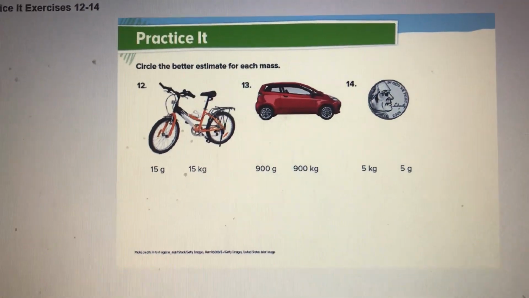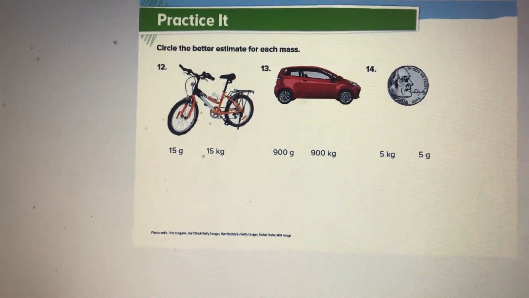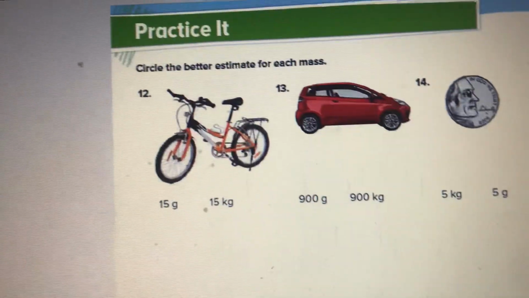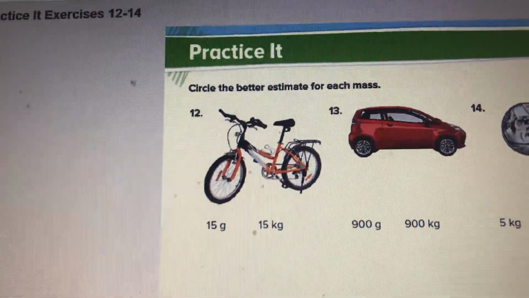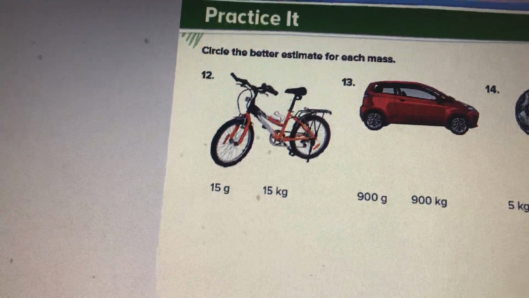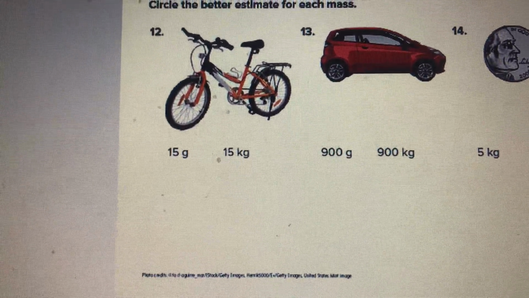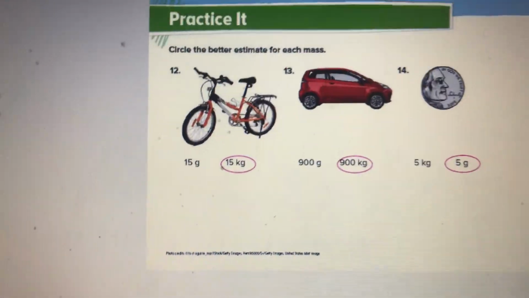All right, number 12, circle the better estimate. This is a bike, okay? So is it 15 grams? Is it like 15 paper clips? Or does it weigh about the same as 15 baseball bats? A car, 900 paper clips or 900 baseball bats? And then a nickel. What do you think? Okay. Hopefully I came up with the right answers.